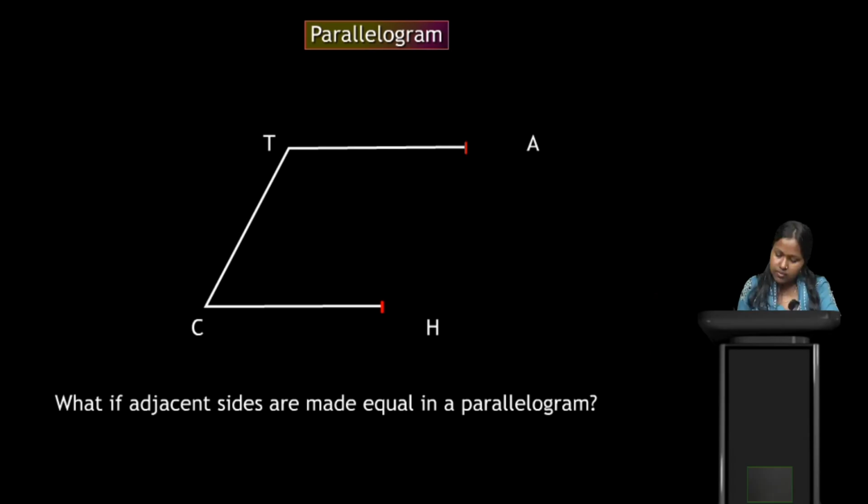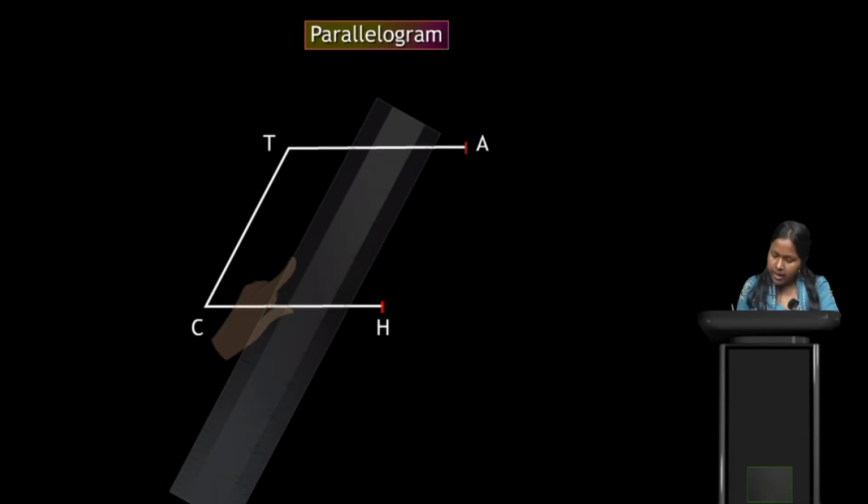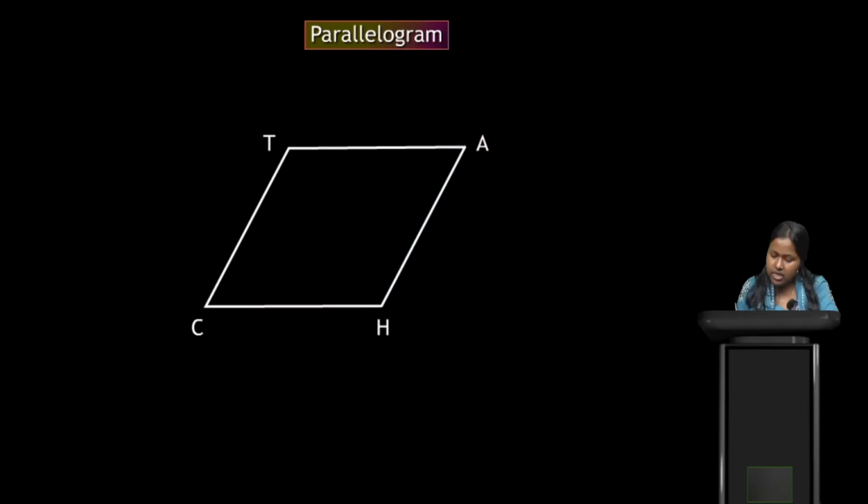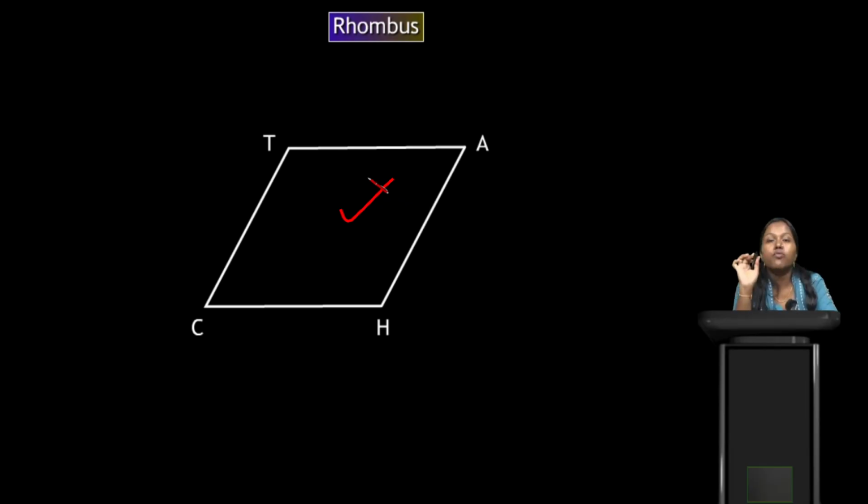So what will happen in this case? Now you see you got one shape. Now you give it a name, AH, your new shape, and join this one. So which shape are you getting actually? This will be a rhombus, right? So that means from here one conclusion we can get: this rhombus is also a special type of parallelogram, right?